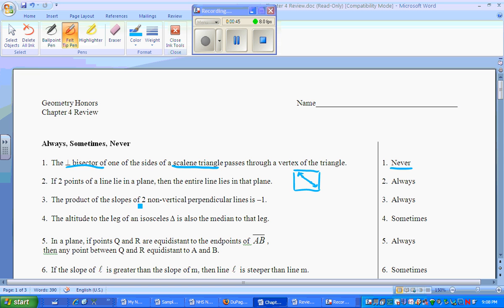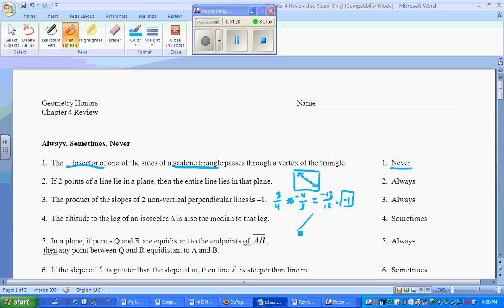The product of the slopes of two non-vertical perpendicular lines is -1. Pick a slope. Pick, let's say, 3/4. The opposite reciprocal of that, the perpendicular slope, is -4/3. So when you multiply these two together, you get -12/12, which is -1. Any two slopes that are opposite reciprocals of each other will multiply to get -1. That answer is always.